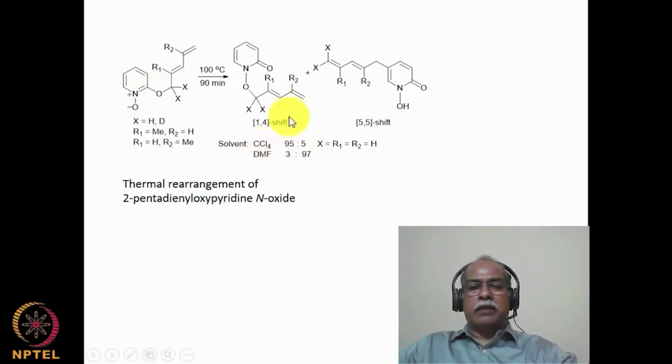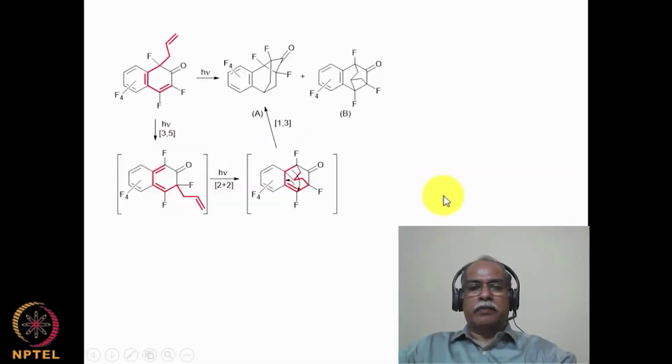So a solvent of low polarity or dielectric constant favors the 1,4 shift, whereas in the 5,5 rearrangement, which is the pentadienyl rearrangement at this position here, resulting in the formation of this particular product, the charge dispersion is bare minimum. So polar solvents essentially favor that particular product formation under this condition. So solvent polarity plays a huge role in promoting 1,4 in the nonpolar solvents and 5,5 in the polar solvents, as CCl4 and DMF are used in this particular reaction to illustrate this particular point.